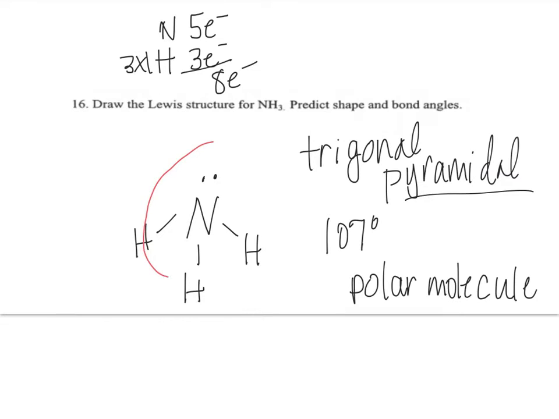Remember, we're thinking of these as a round molecule, and of course this area at the top would have a slightly negative charge because of those lone pairs of electrons, so it would be a polar molecule.